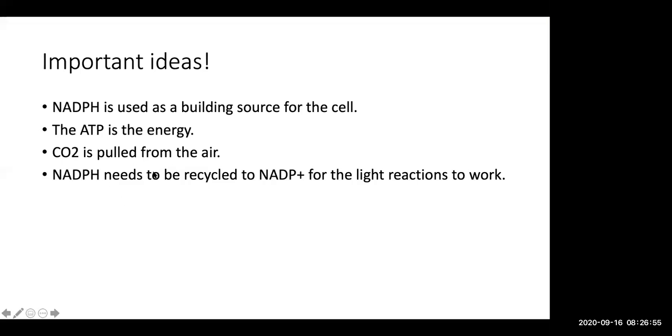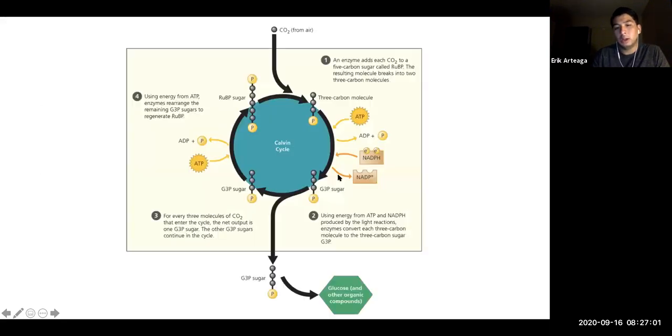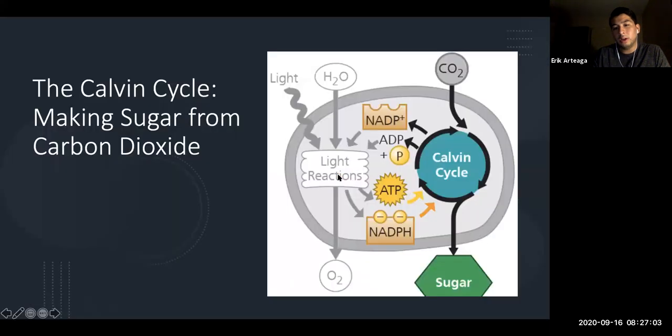NADPH needs to be recycled to NADP in order for the light reactions to work. If the light reactions have filled up all of the NADP into NADPH, but you don't have the Calvin cycle working, then you don't have the recycling, so the light reactions just don't work anymore. And that does happen in certain plants.